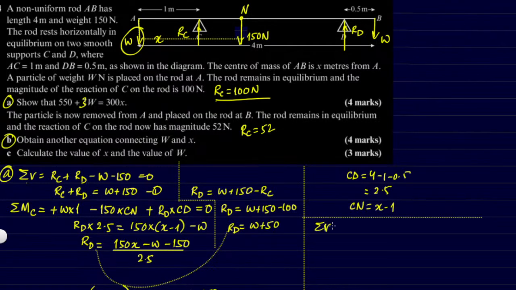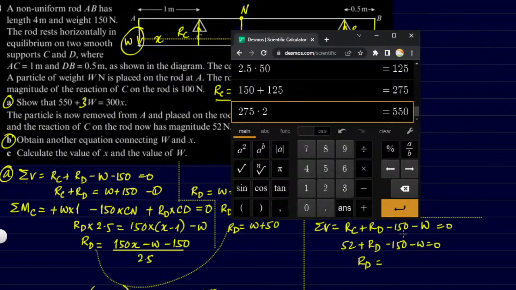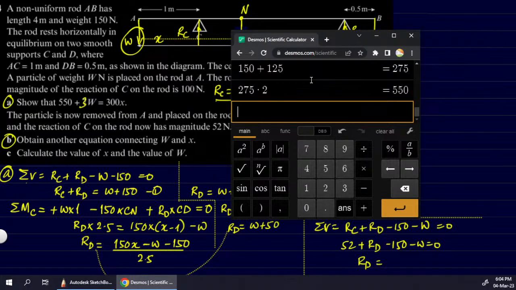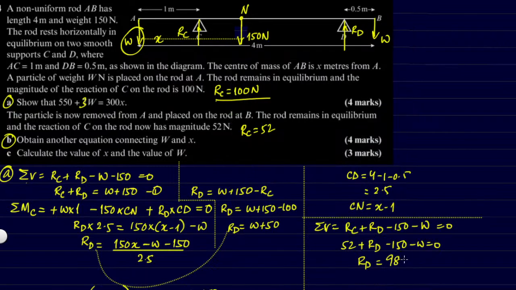So again, sigma V we have to take. RC plus RD minus 150 minus W equals 0, and the RC value is now 52, so 52 plus RD minus 150 minus W equals 0. So RD equals 150 minus 52, 98 plus W.